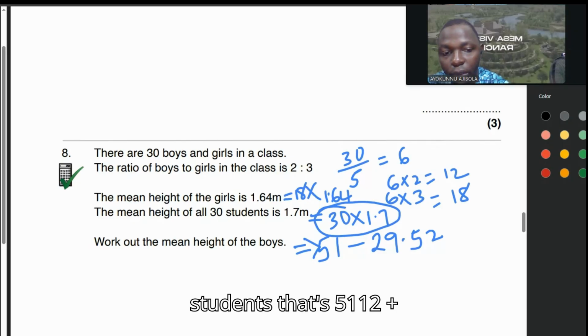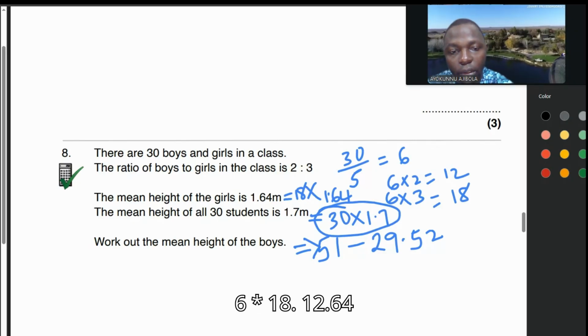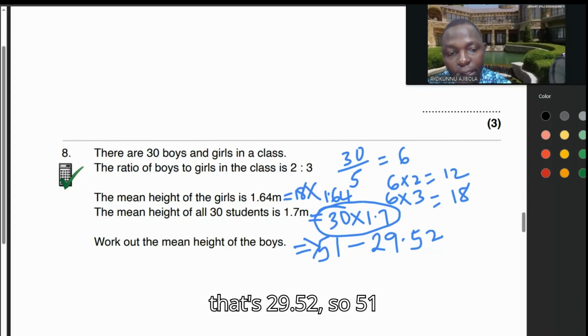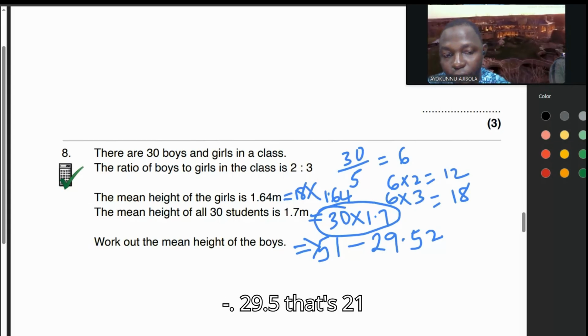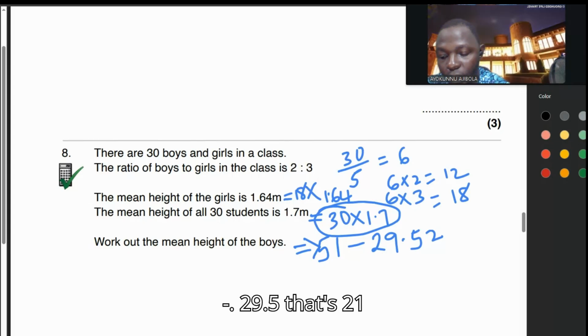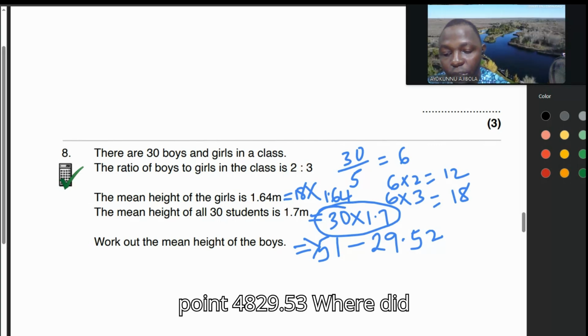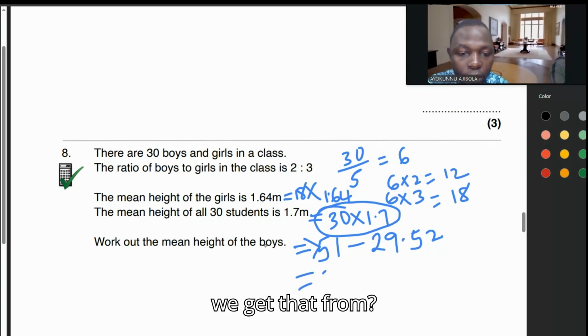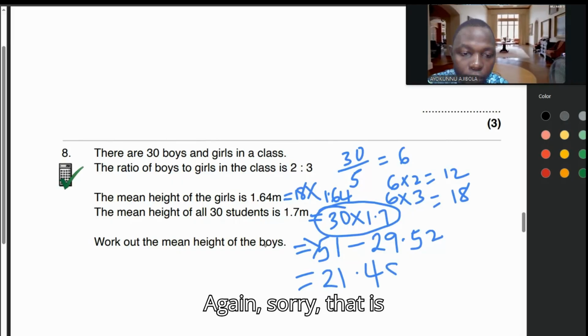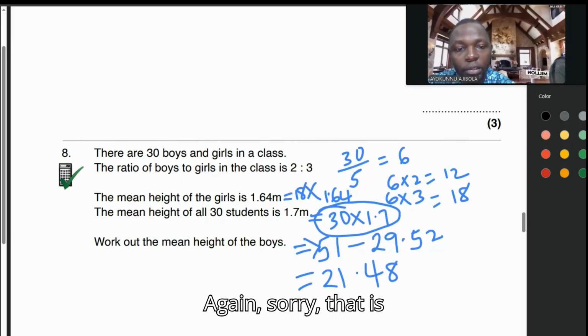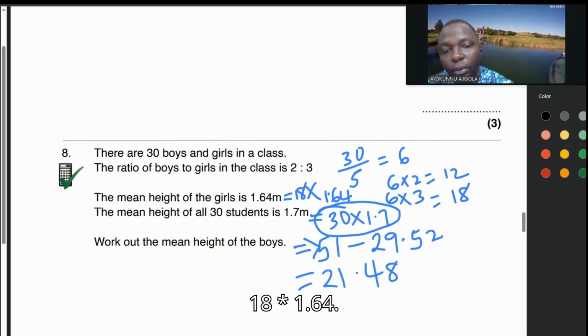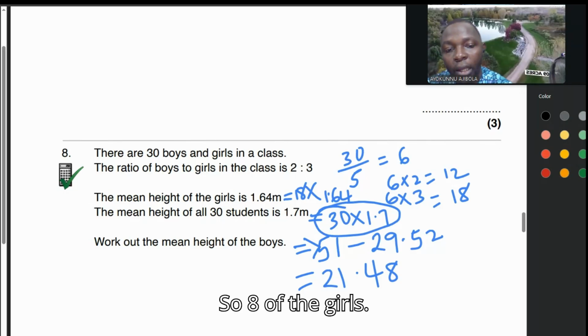And then 18 times 1.64, that's 29.52. So 51 minus 29.52, that's 21.48. Where did we get that 29.52 from again? That is 18 times 1.64. That's the total height of the girls.